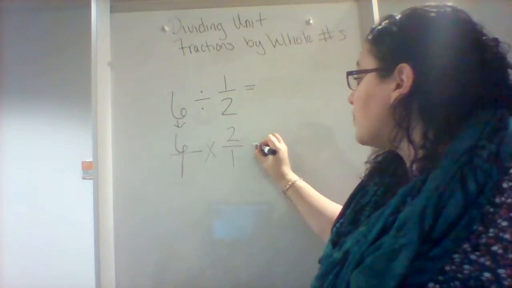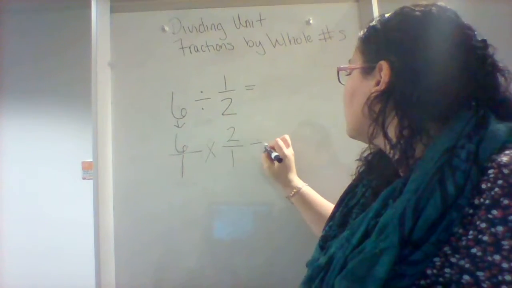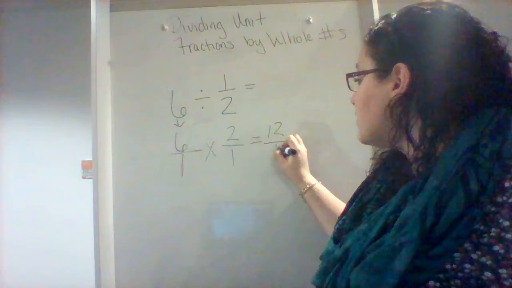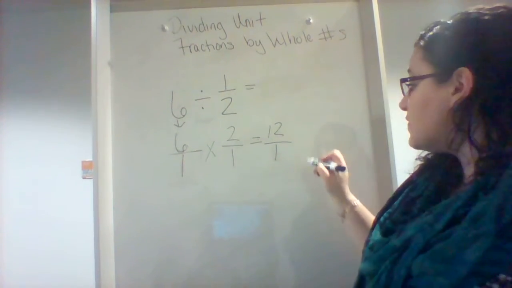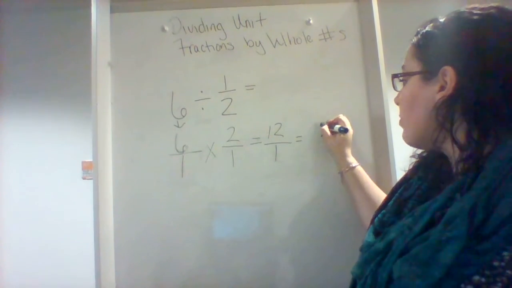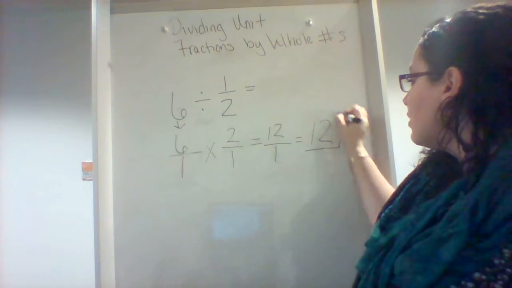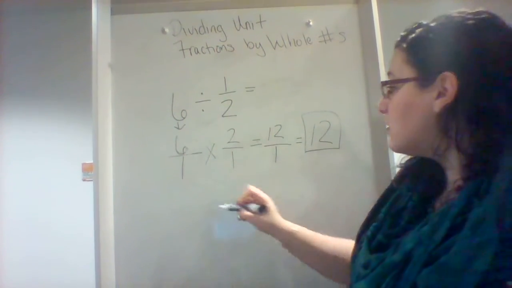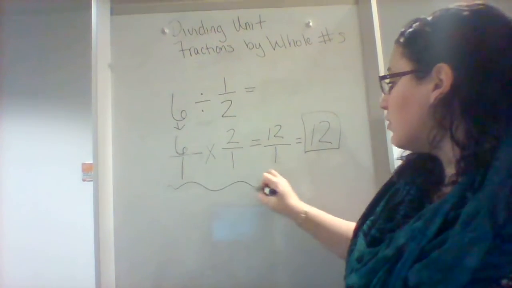6 times 2 is 12. And 1 times 1 is 1. So my answer becomes 12 over 1, which is an improper fraction. It's just 12. And we can do that again. Let us do another example.